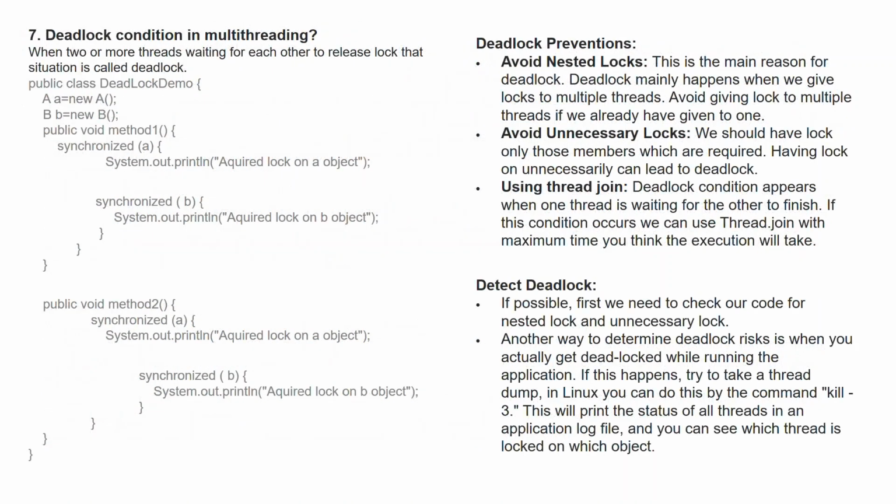7. Deadlock condition in multithreading. When two or more threads are waiting for each other to release a lock, that situation is called deadlock. See an example.